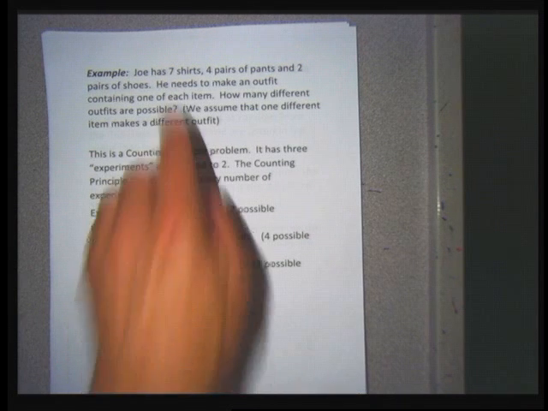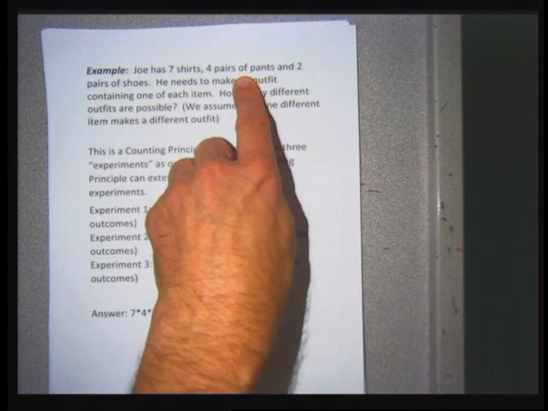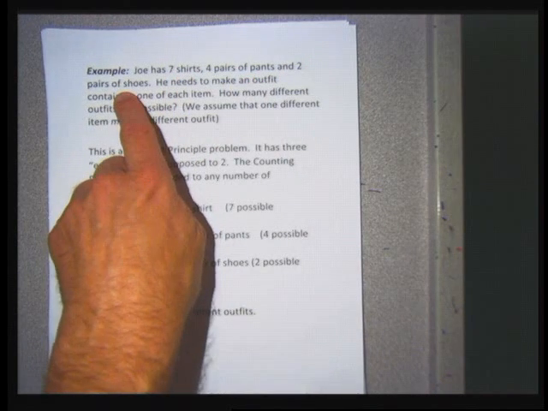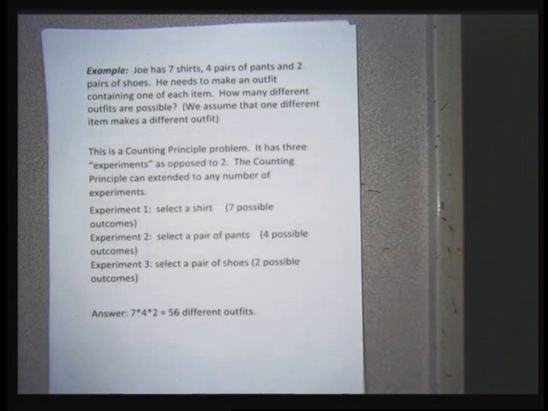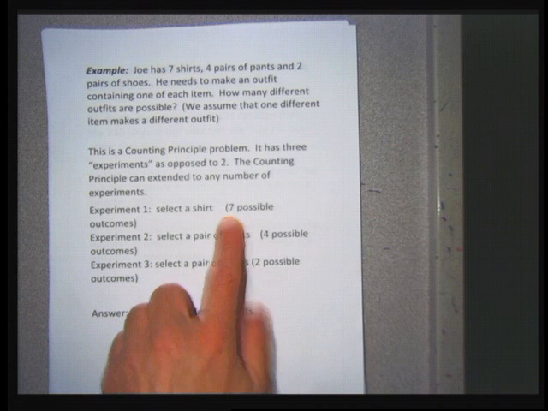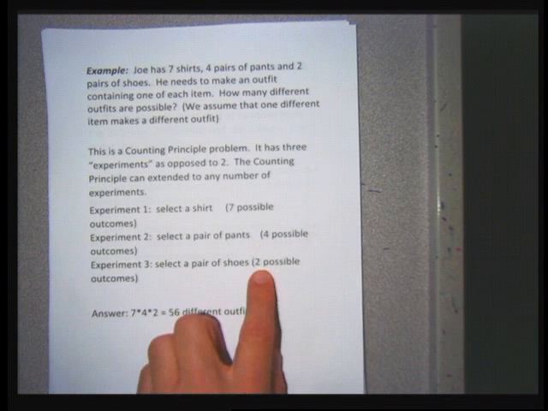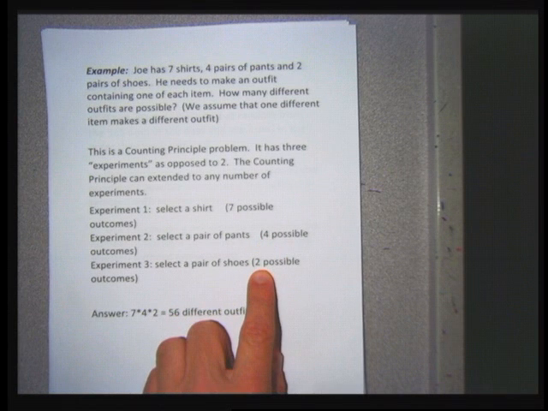So experiment 1 is selecting a shirt, experiment 2 is selecting a pair of pants, experiment 3 is picking a pair of shoes. Selecting a shirt, there are 7 possible outcomes because there's 7 shirts. Picking a pair of pants, there's 4 possible outcomes because there's 4 pair of pants you can choose from. And selecting a pair of shoes, the 3rd experiment, there's 2 possible outcomes because he has 2 pairs of shoes.